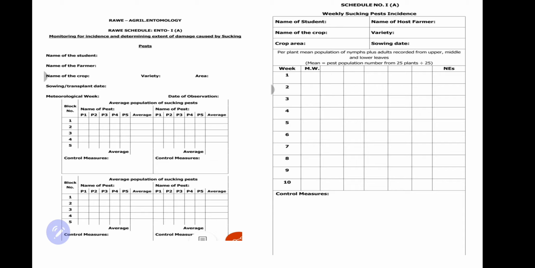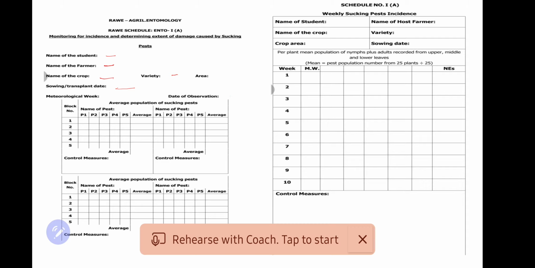In the first image on the left side, you can see schedule first A, where you have to fill in all the preliminary information: your name, your farmer's name, the crop grown by your farmer, its variety, the area under cultivation, and the date of sowing or date of transplanting. If it is a fruit crop, try to mention the approximate date of sowing. In case of a fruit crop, it could be 4 to 5 years back, but you can start your observations from the first day of attack.